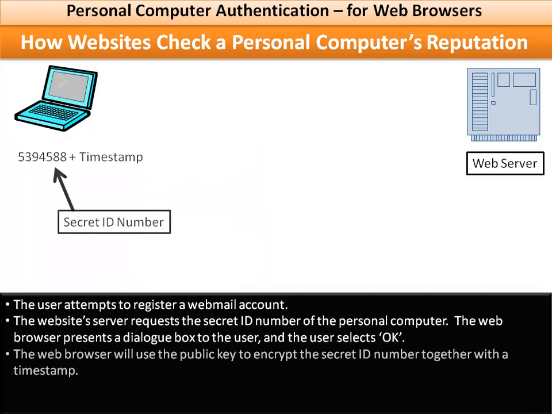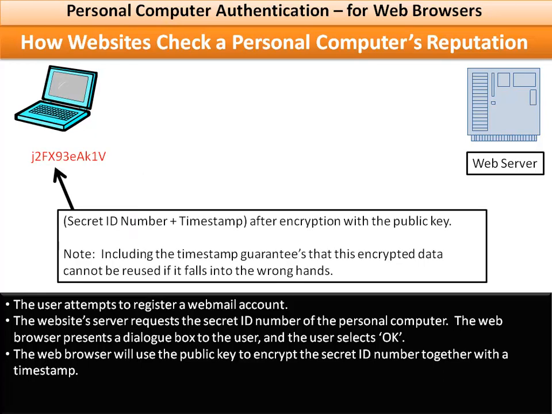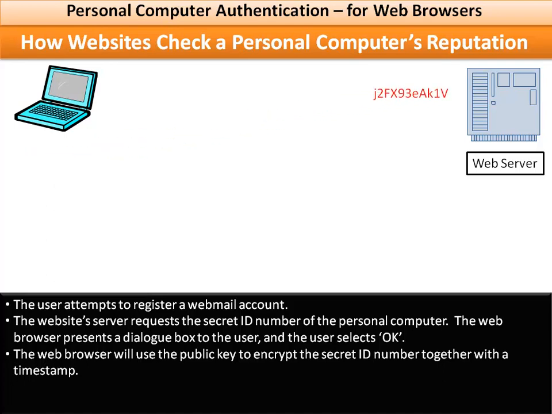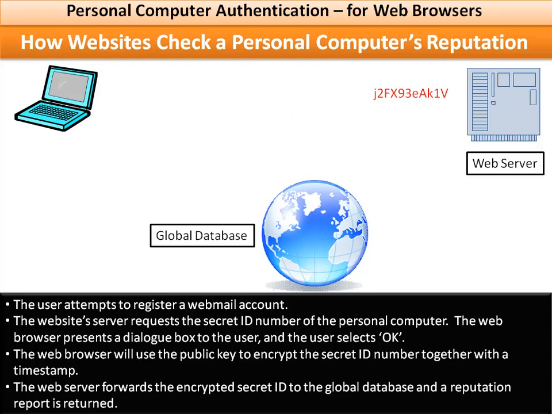So the user clicks OK, and the web browser will then use the public key to encrypt the secret ID number together with a timestamp. And there it's encrypted, and the reason for this timestamp is to guarantee that this little bit of data is not reused a million times if it falls into the wrong hand, so the timestamp makes it unique. This encrypted piece of data is sent to the web server, and the web server can't do anything with it, so it sends it to the global database, and the global database sends back a reputation report, and now the web server can decide whether or not to grant this person a webmail account.